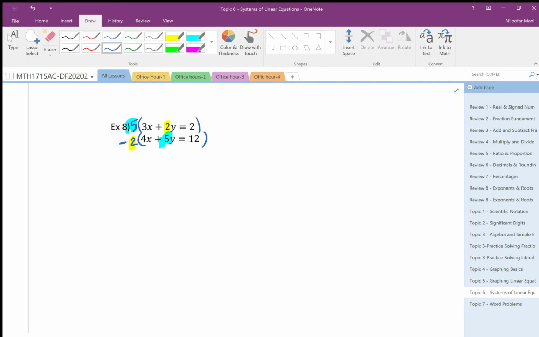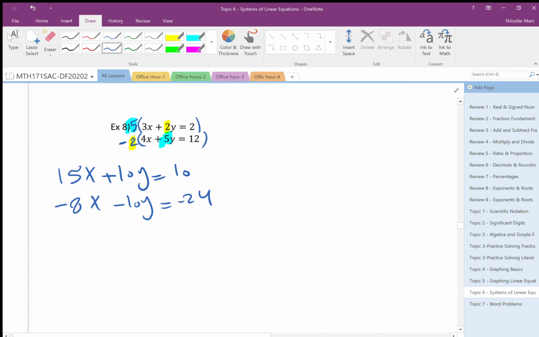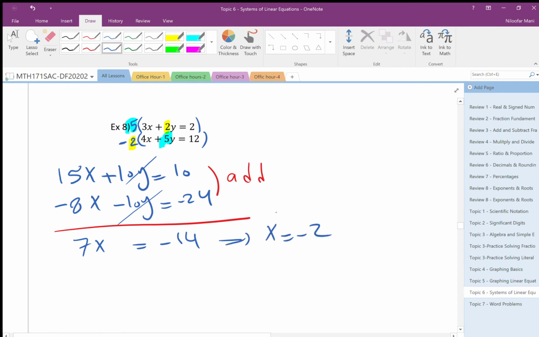Okay. So I have 15x plus 10y equal 10, minus 8x minus 10y equal minus 24. Remember, you multiply both sides. You multiply all terms. Okay, so now I can add them. So what happened when I add them? This and this cancel each other. This and this, 7x equal minus 14. Oh, perfect. So x is -2 then.